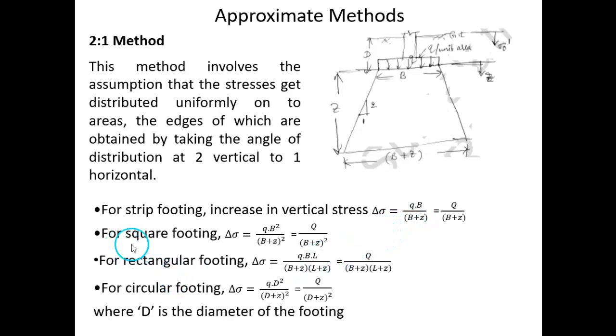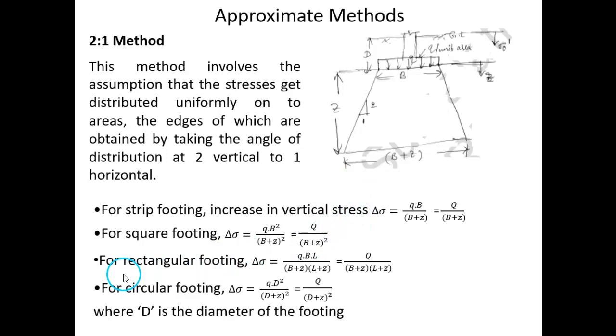If it is a square footing, then load divided by area. Total load is Q and the area on which the load is acting at this depth is equal to b plus z squared.